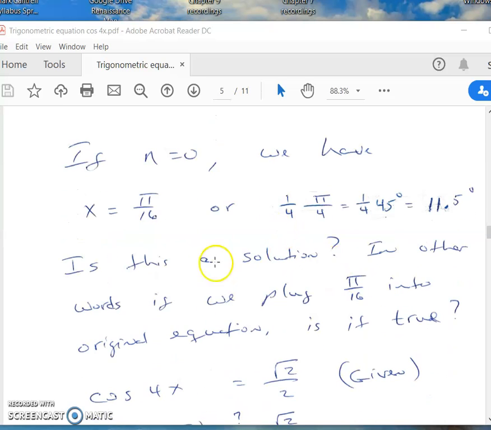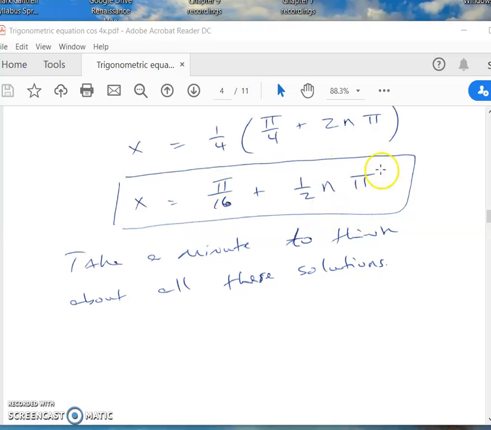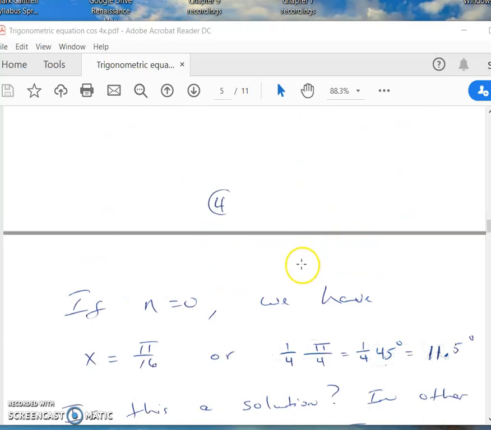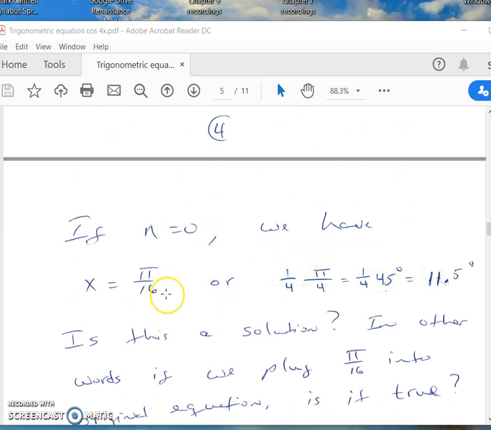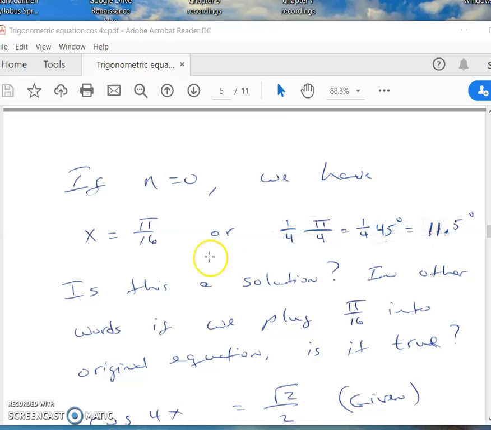If n is equal to 0, it's very simple, right? n is equal to 0, this term just goes away. So we have x is equal to pi over 16, okay? Or another way of saying that, just because if you're like me, you think in degrees easier, it's going to be 11.5 degrees. So x is equal to pi over 16, or 11.5 degrees, but let's keep it in radians, pi over 16.